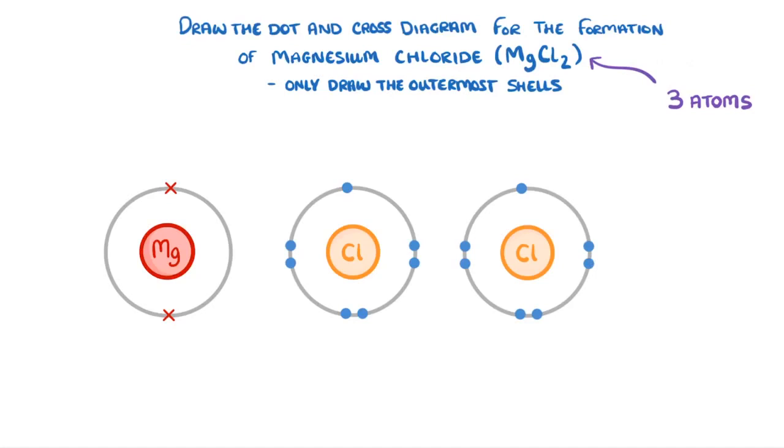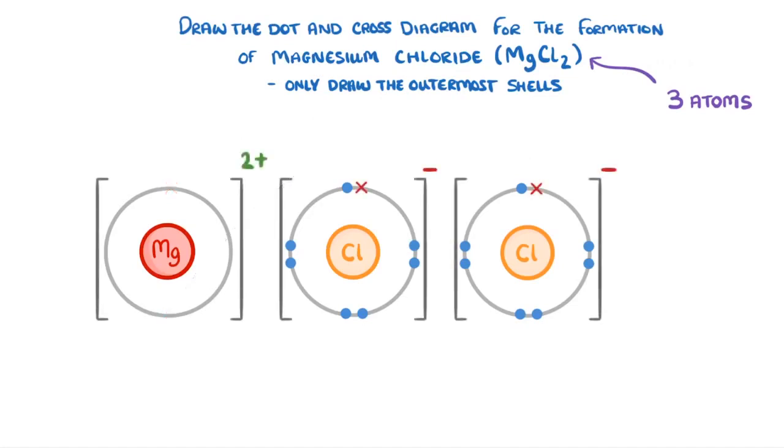So in this case, magnesium can give 1 electron to each of the 2 chlorines. As a result, we'll end up with a magnesium 2 plus ion and 2 chloride 1 minus ions. This is now pretty much done.